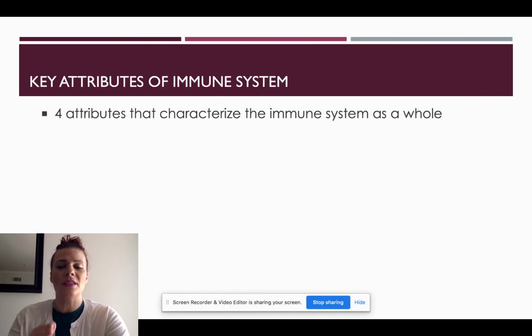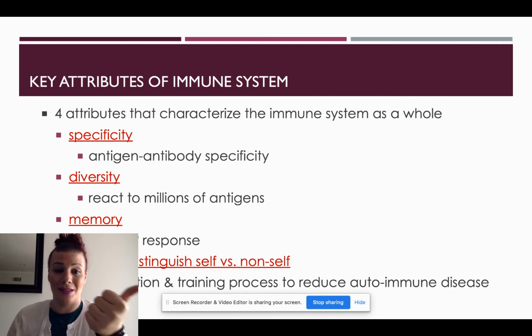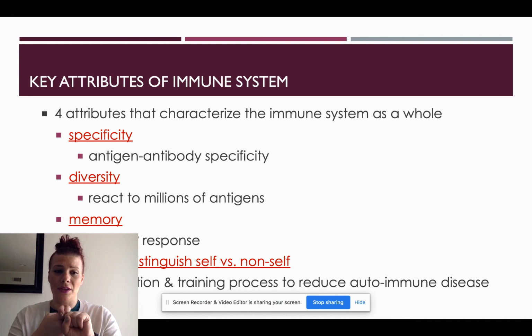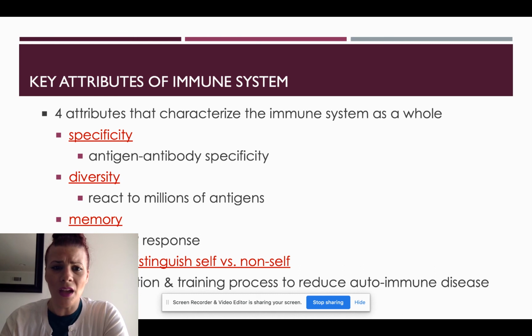Okay, so I'm going to get back to vaccines in a second, but there are 4 key things about the immune system that I want you to take away from this. The immune system is specific, so you should know about antigens and antibodies, how they relate to each other, that lock and key. It's diverse, it reacts to a bunch of antigens. It has a memory, so it's able to respond quickly the second time it gets exposed to a pathogen or foreign antigen. And it has the ability to distinguish self and non-self cells. This is just something to think about as we look at this.